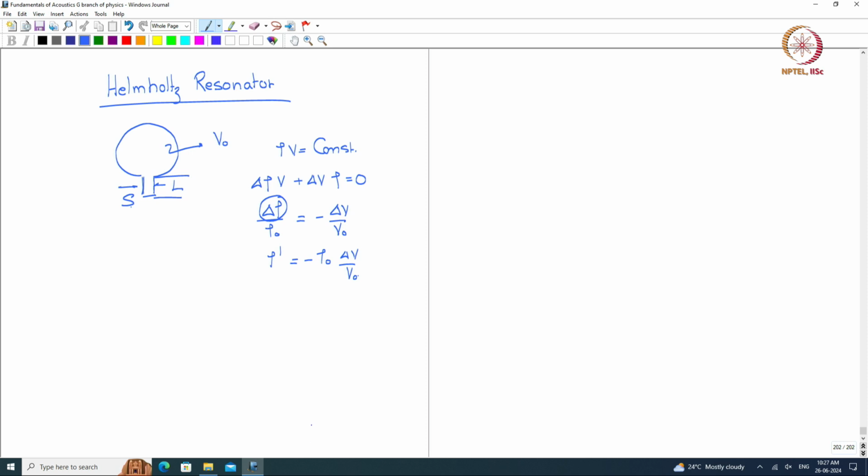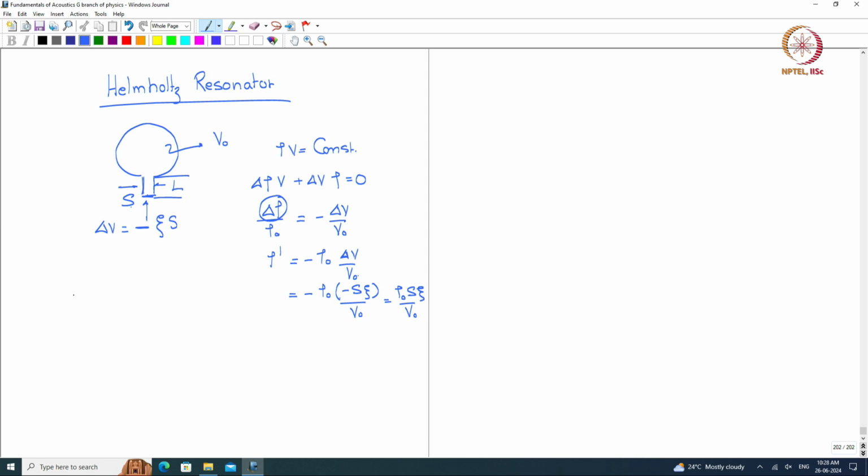Now, what is delta V by V0? Suppose I give it a slight movement over here, apply a pressure and let it move in by an amount xi. Then the cross section times the movement is the volume change. So, this is the volume change, delta V negative. Now, if I use that, minus rho 0 times minus S xi by V0, that is equal to rho 0 S xi by V0.